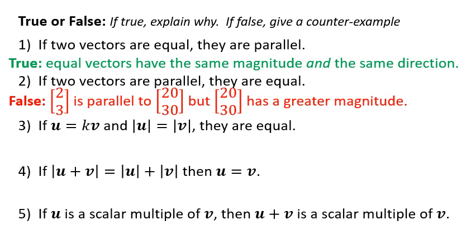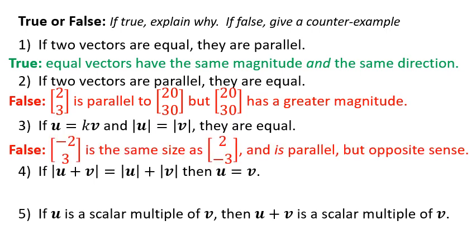Question 3 seems to be correct. If u equals kv, in other words, if u and v are scalar multiples, and if the size of u equals the size of v, then they're equal. Well, surely we now have the same magnitude and the same direction, right? Well, almost.